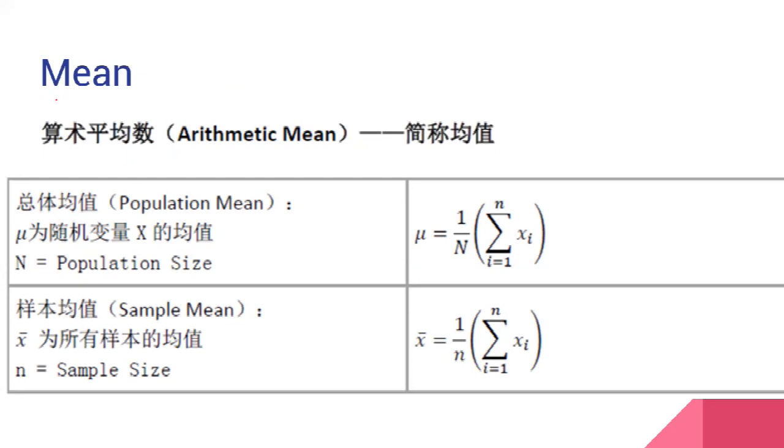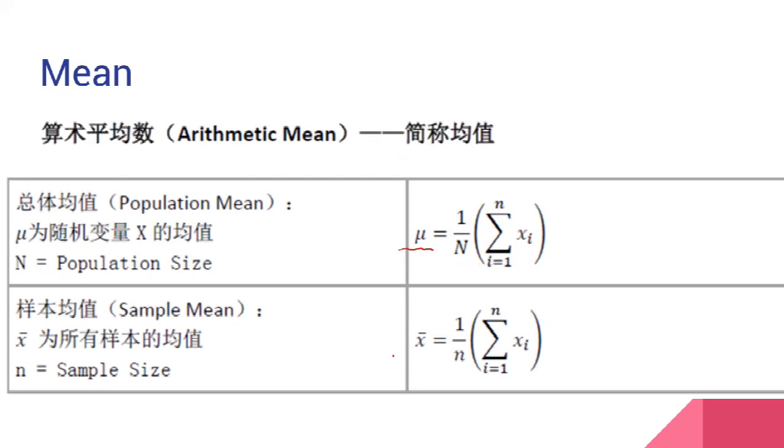Mean is, intuitively, the sum of all data divided by the number of observations, right? For population mean, we'll use this formula to calculate it. First of all, we use the letter mu to denote the population mean. Mu equals 1 over N, where the uppercase N here is the population size, multiplied by the sum of all observations.